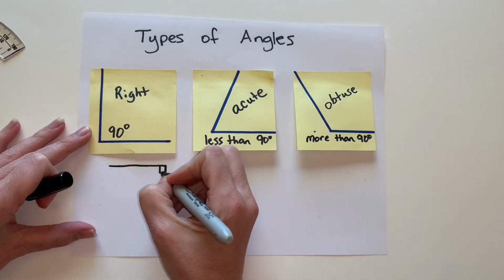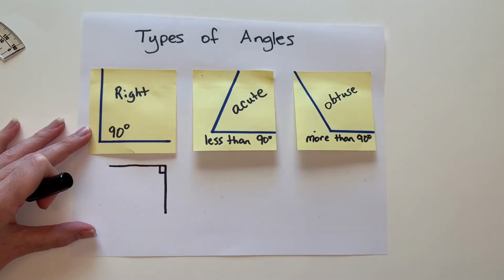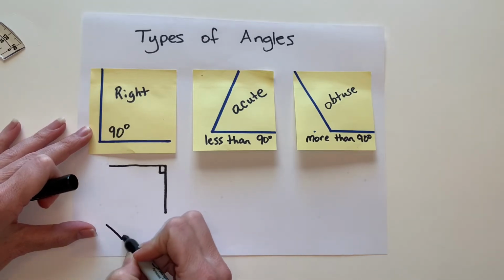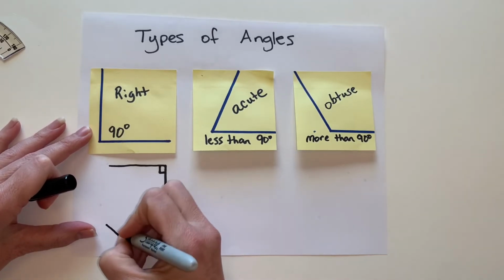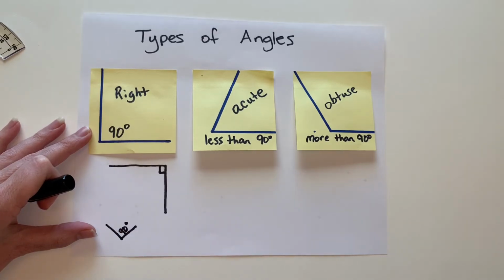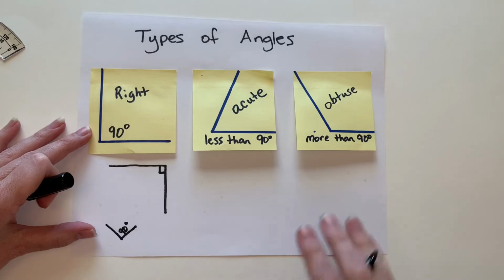But sometimes you'll see this little box in it. That little box means 90 degrees. You could also see it drawn sideways like this, and it might just be labeled without a box. It might be labeled 90 degrees, and that would also be called a right angle.